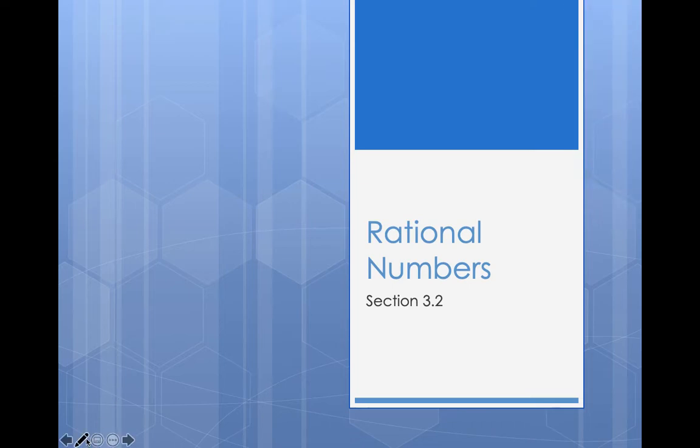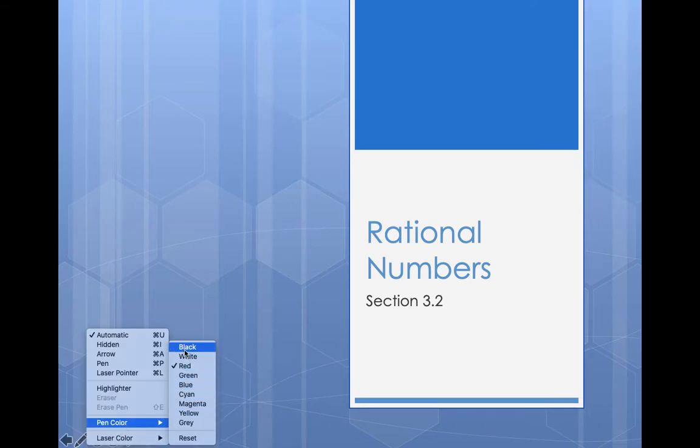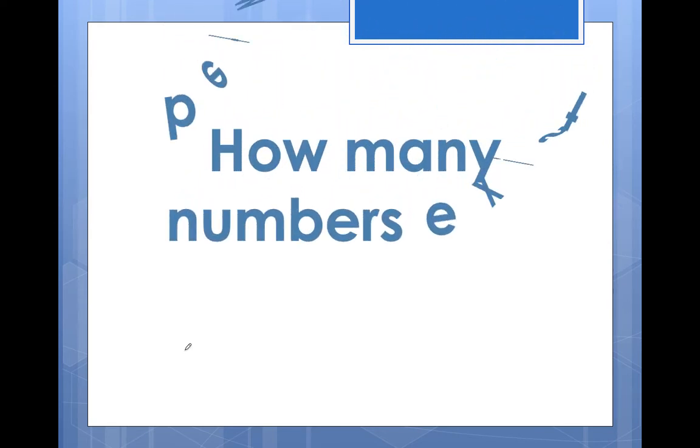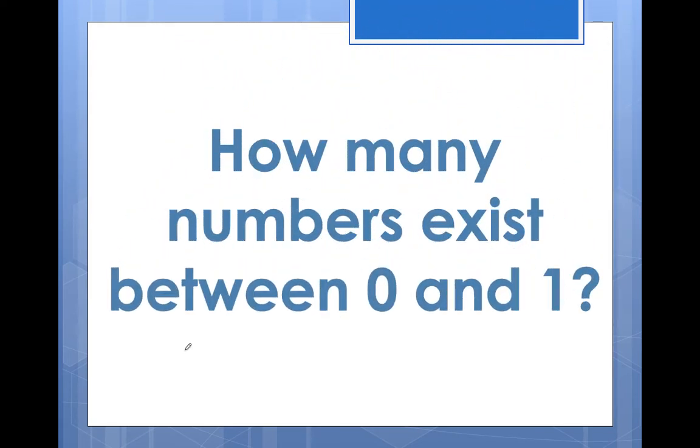This is lesson 3.2, rational numbers. Before we discuss what rational numbers are, first I would like for you to consider this question. How many numbers exist between 0 and 1? You might recall that between each whole number exist sets of fractions and decimals. There are an infinite amount of fractions and decimals between each whole number. Between 0 and 1, there is an infinite number of numbers.